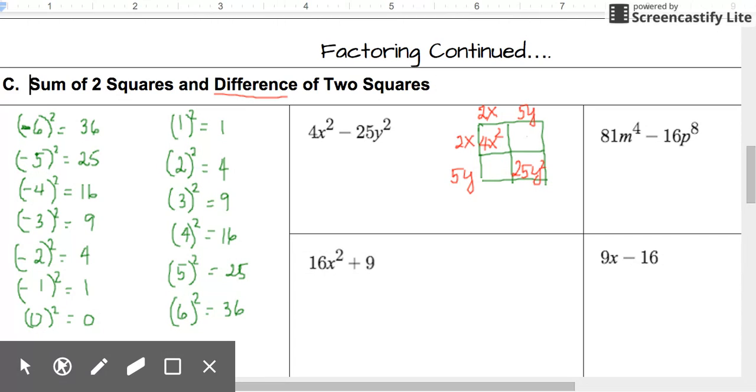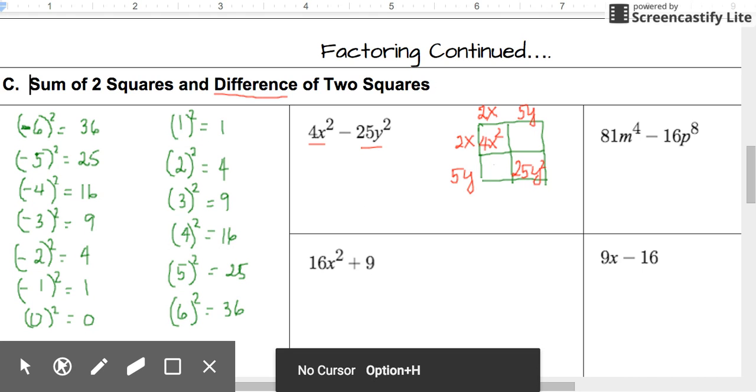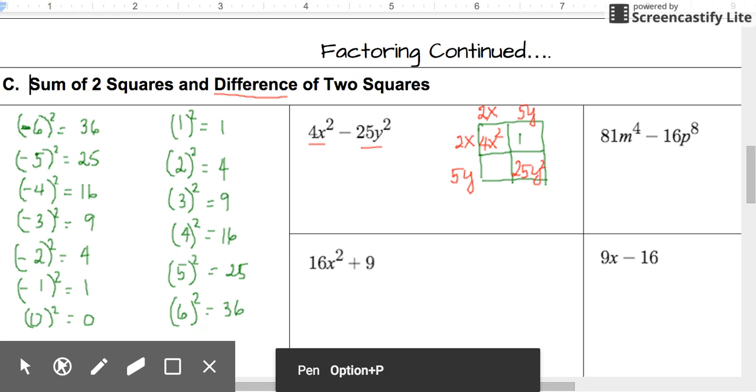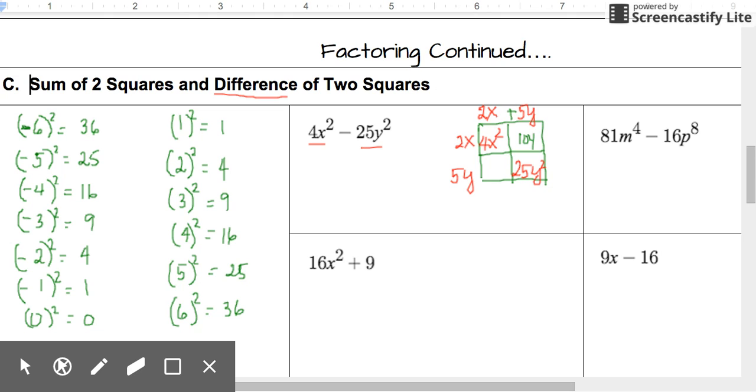Now we want these two empty spaces here to cancel each other because we only have two terms in the product. So if we multiply 2x by 5y, we're going to get 10xy if we make this positive. And we want the other empty space to be opposite of this one, so we want it to be negative 10xy so we can cancel. Therefore, this 5y over here should be negative. So the factors should be one sum and one difference.